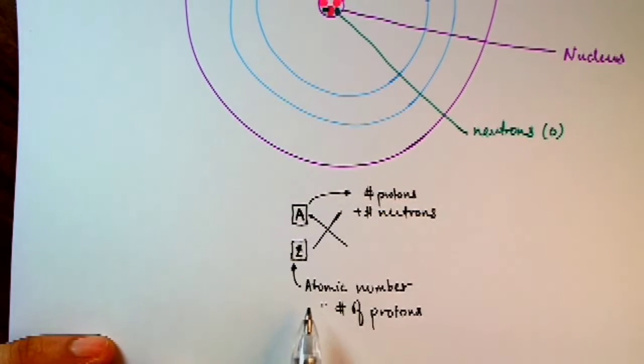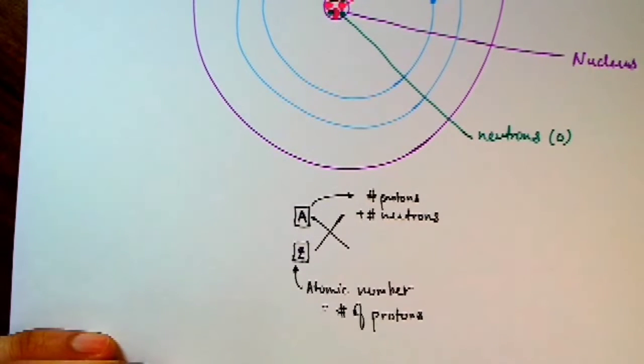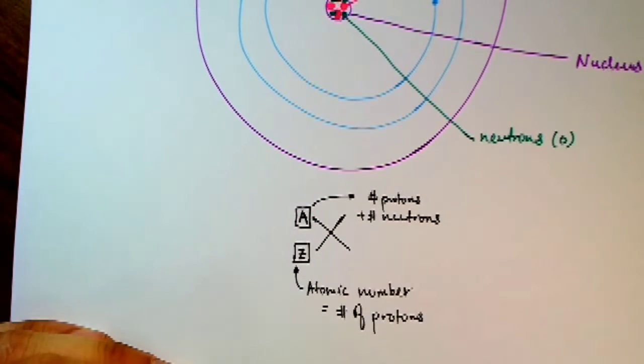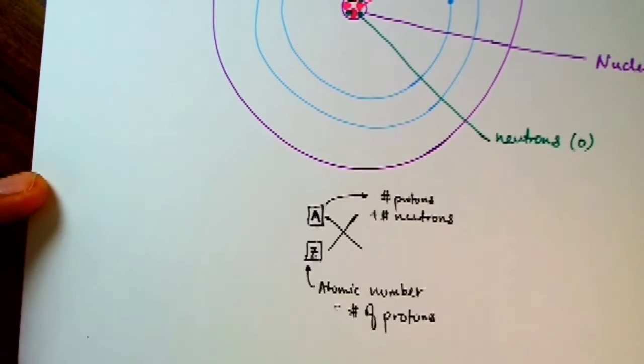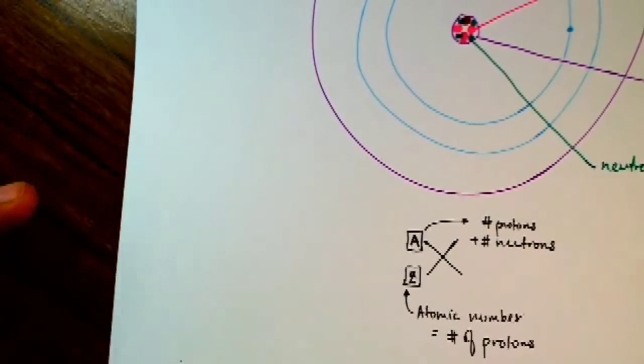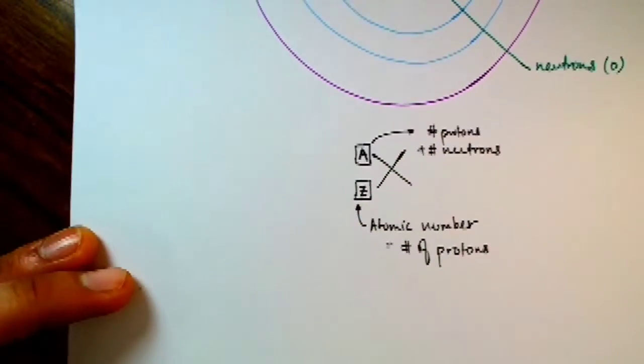Atomic number is represented with letter Z. Atomic mass is represented with a letter A. Sum of protons plus neutrons will give you atomic mass.